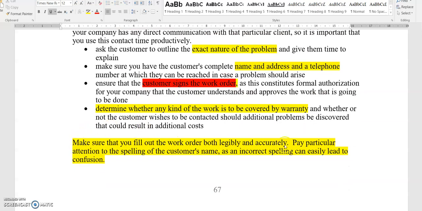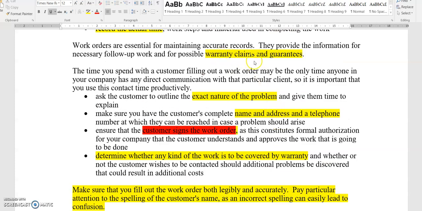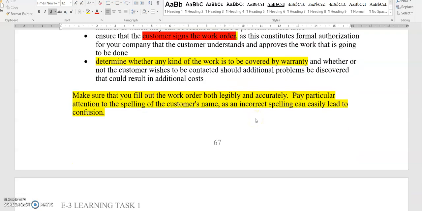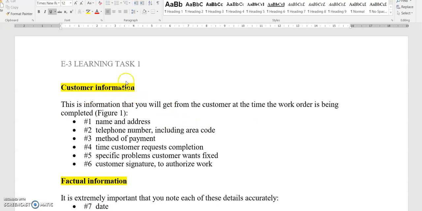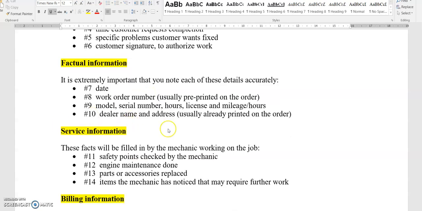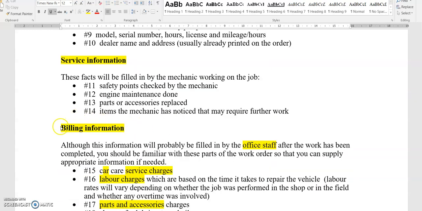So I highlighted this area where it says you have to fill out the work order legibly and accurately. Accurately is the keyword, and that traces back to warranty claims to be submitted within the warranty time period. So the work order should have customer information, factual information, any service information, and then it may or may not have billing information. In your example, you had billing information included in the work order, but I'll show you billing information that I have that is separate from the work order that the customer provides for me.